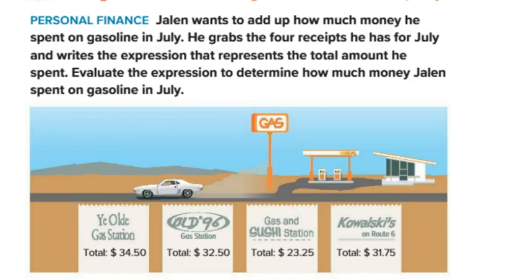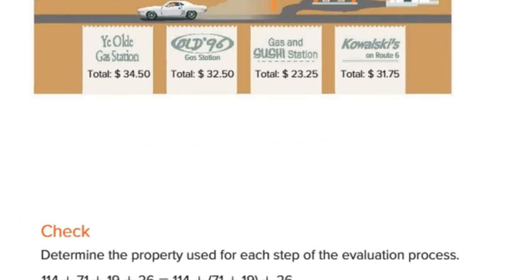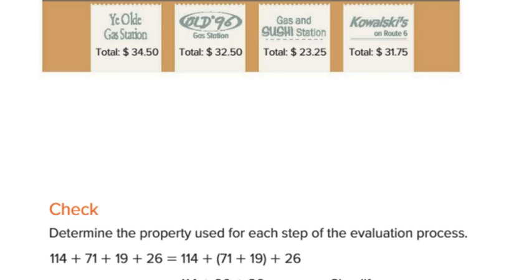Okay. So they have a word problem here where they want us to apply it, and then a check problem. So it says, Jalen wants to add up how much money he spent on gasoline in July. He grabs the 4 receipts he has for July and writes the expression that represents the total amount he spent. Evaluate the expression to determine how much money Jalen spent on gasoline in July. So it wants us to go through, and he has his 4 receipts. So we're going to go ahead and write it.